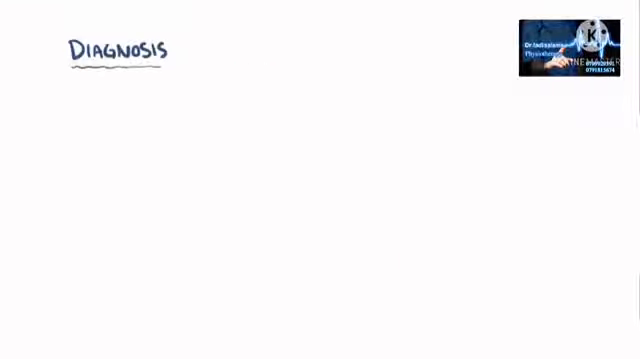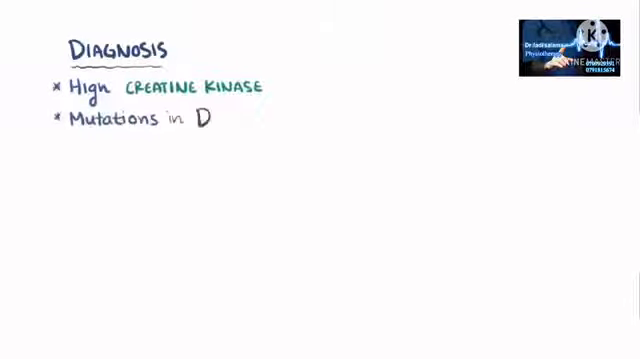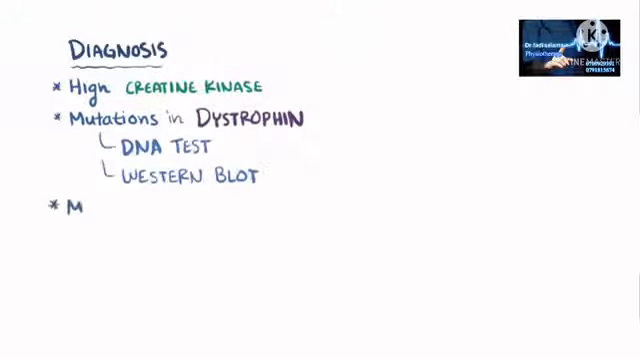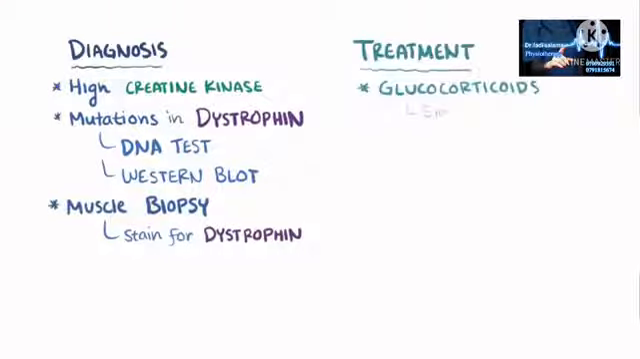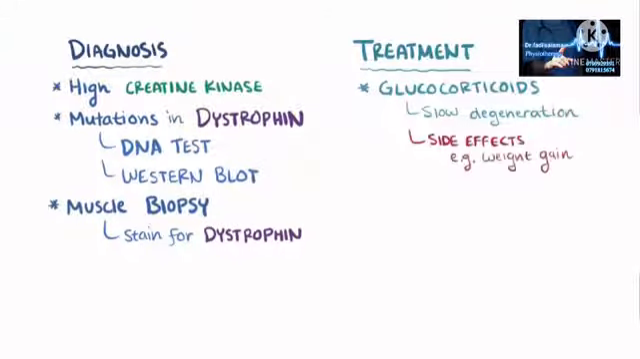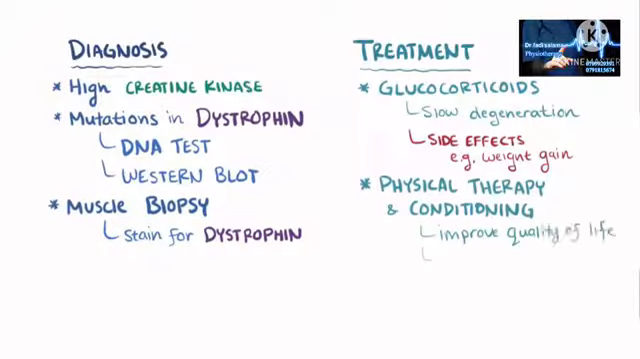For diagnosis, people with Duchenne or Becker muscular dystrophy often have a high creatine kinase level, and the diagnosis can be confirmed by looking for mutations in dystrophin by either DNA tests or a Western blot, as well as having a muscle biopsy with staining for dystrophin. Unfortunately, there are no great treatments for Duchenne or Becker muscular dystrophy. Glucocorticoids can sometimes slow degeneration, but can also result in side effects like excessive weight gain. Other treatments like physical therapy and conditioning can improve quality of life, but they don't reverse the underlying process.